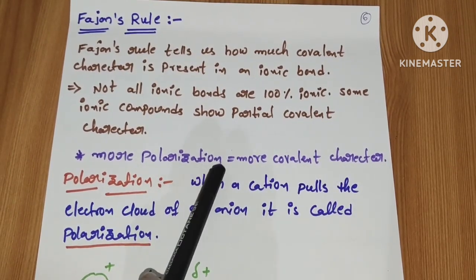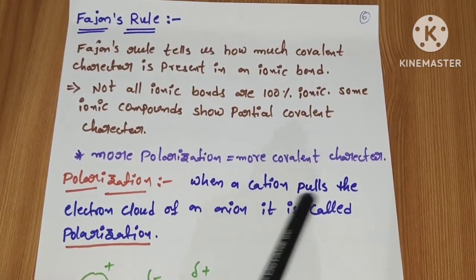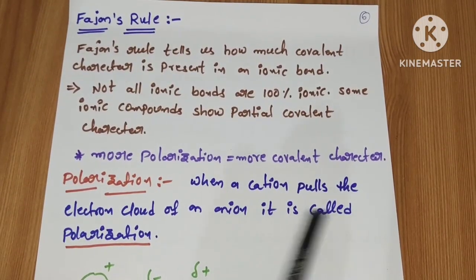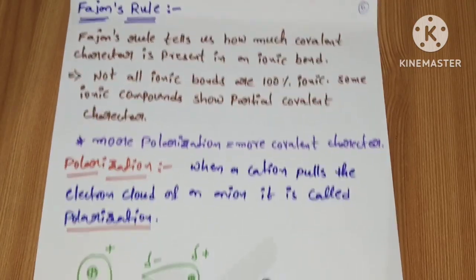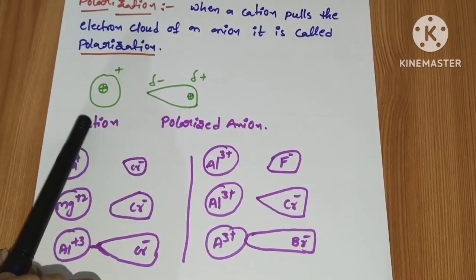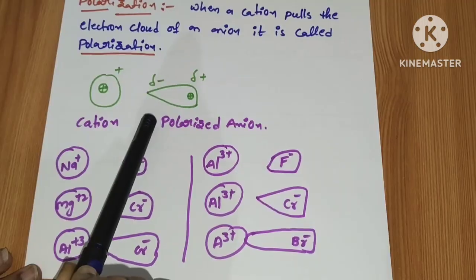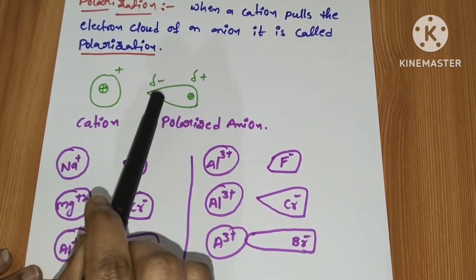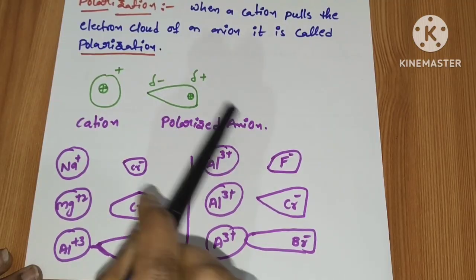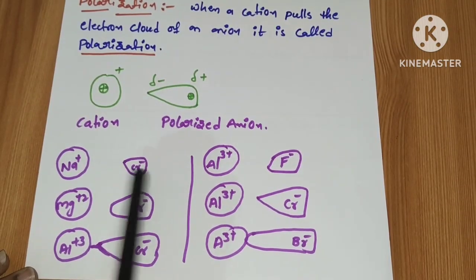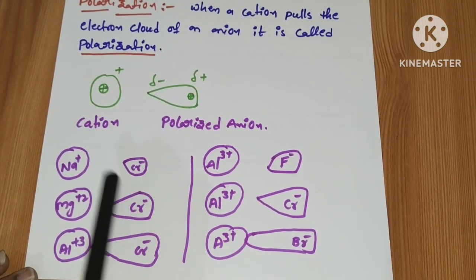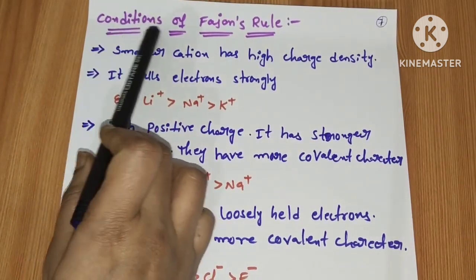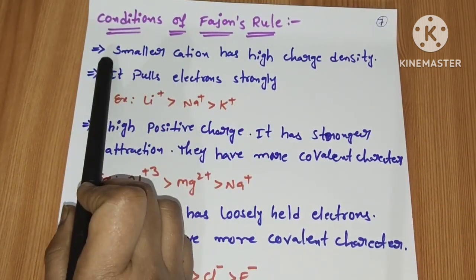Here, what is polarization? When a cation pulls the electron cloud of an anion, it is called polarization. See here, this is a cation and this is an anion. The cation pulls the electrons of the anion, so this is a polarized anion. See here, these cations attract the electron cloud of anions. Let's see the conditions of Fajan's rule.